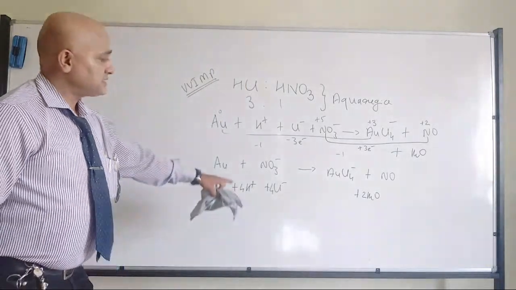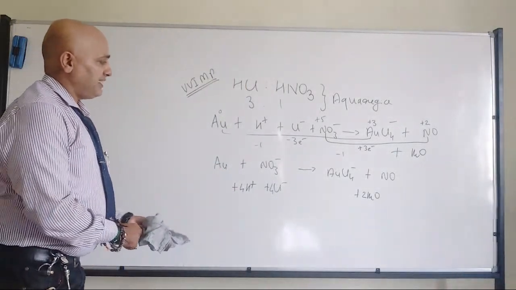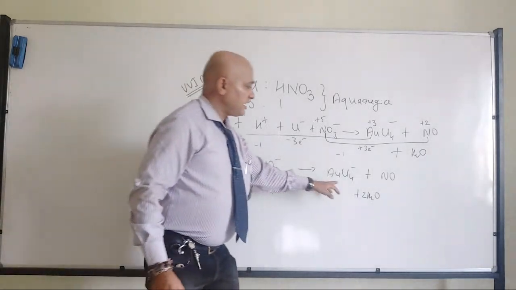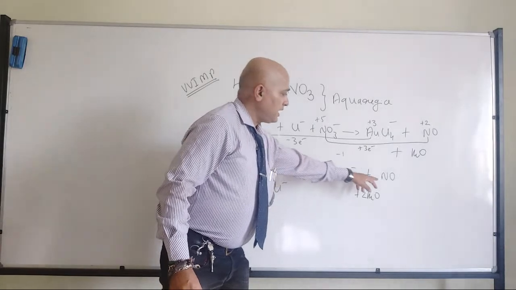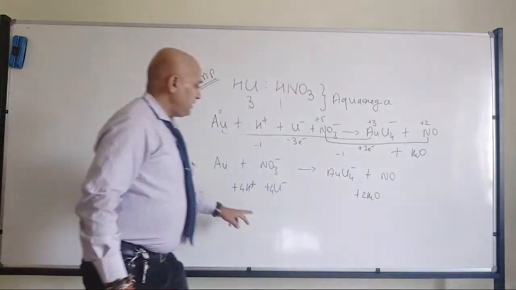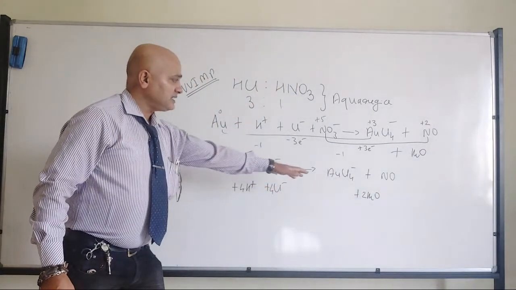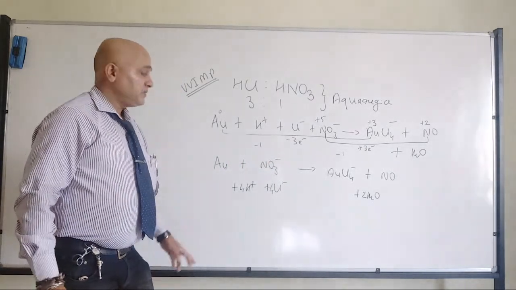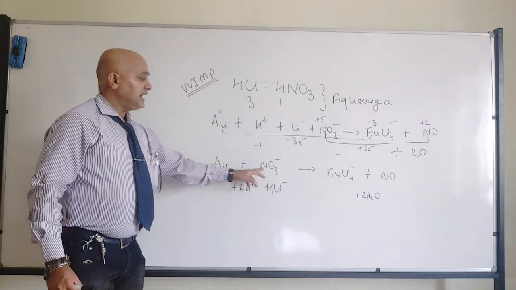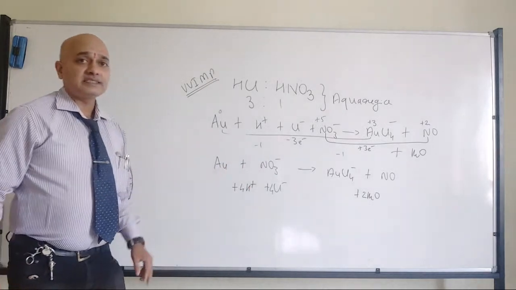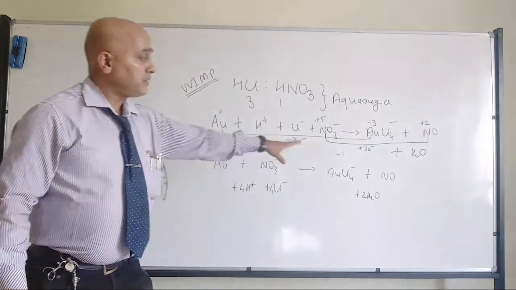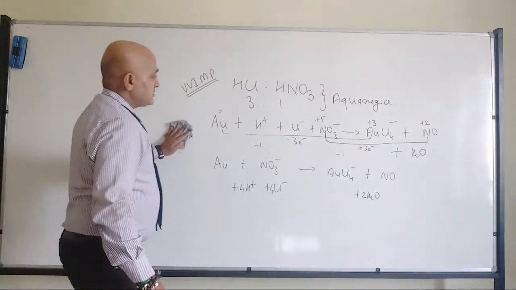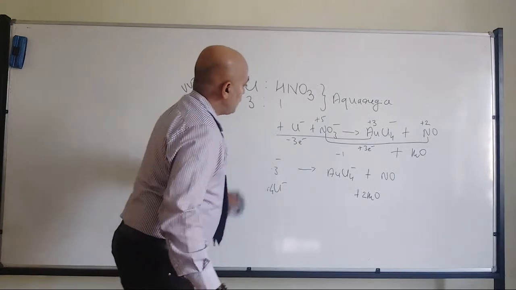Fine. So that's where we have the equation. Very important. So gold with nitrate will become auric tetrachloride and nitric oxide, and that's where Cl minus will remain as it is, minus 1. Fine. So nitrate is the one which is oxidizing the gold to plus 3. All of you understood? Fine. So this is with respect to the gold.